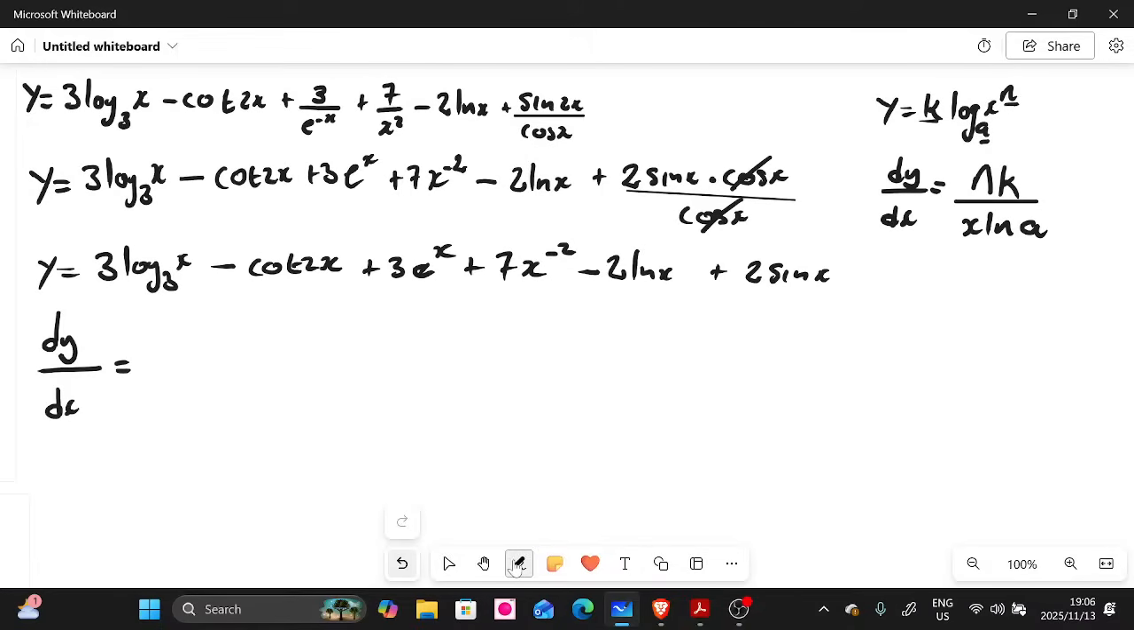Now let's go back to our question. Let's use this formula. Let's just substitute. This 3 is a coefficient, so it's more like k, and then n is the exponent of x, it's 1 there. So k multiplied by 1, it's 3 multiplied by 1, it's going to be just 3, divided by x, and then we have ln, and the base here, which is 3. So this is the differentiation of the first term.